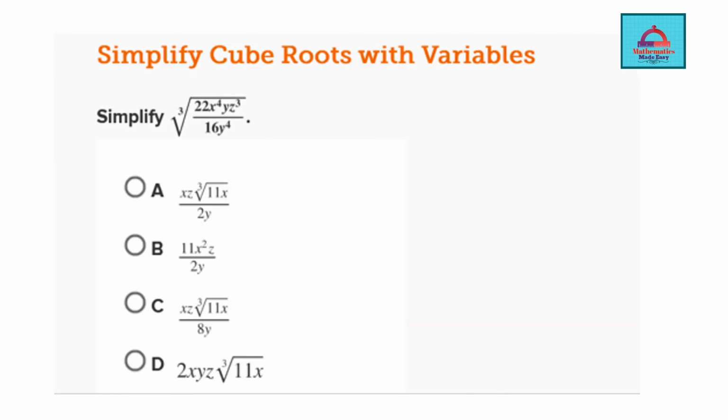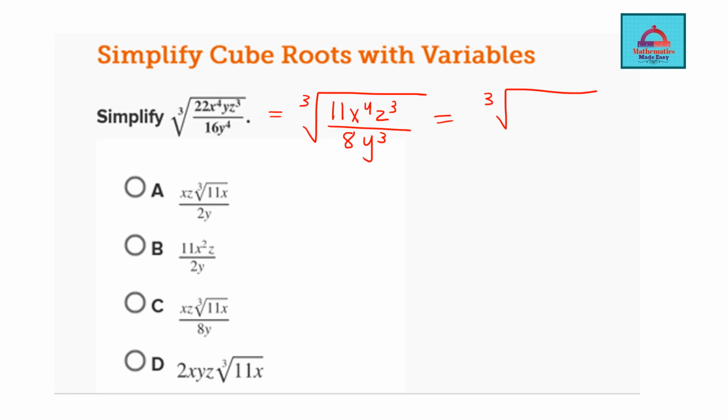Let's do one more problem. It's a multiple choice problem, as you see. Again, an important one. So first of all, you will cancel anything common that you see. So this is coming out to be 11 x to the power 4 z to the power 3 over 8 y cube. Now, it can be reduced to numerator separately and denominator separately.